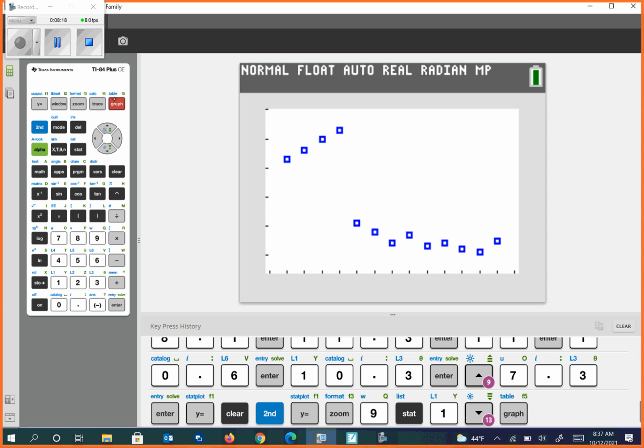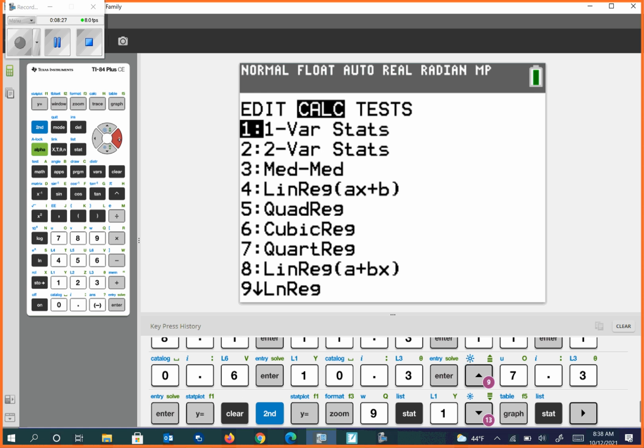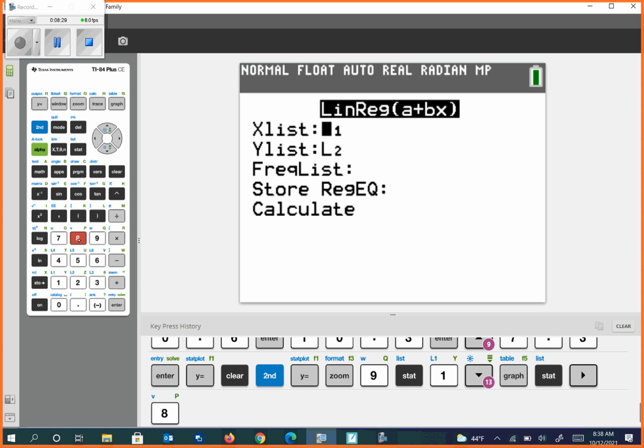Use your calculator to create a regression line for this data. Include the variables in your equation. So if I do a linear line of best fit, it's number 8. I want list 1, list 2.